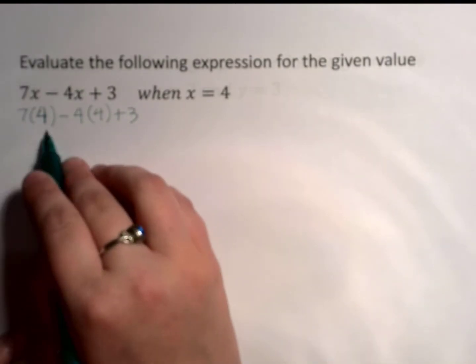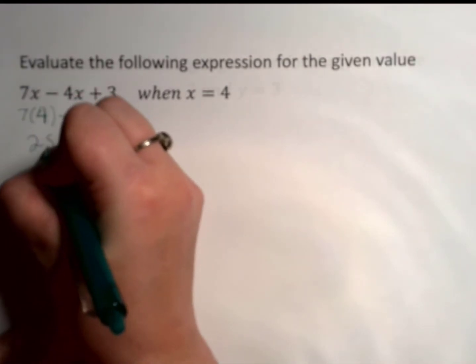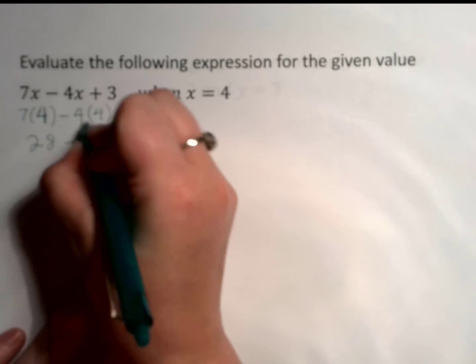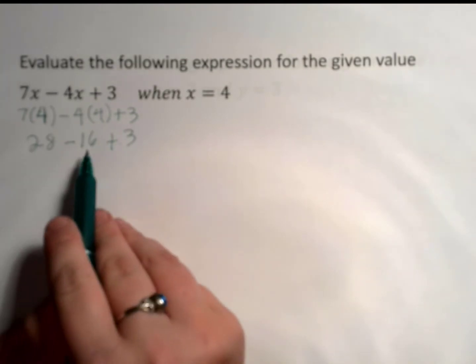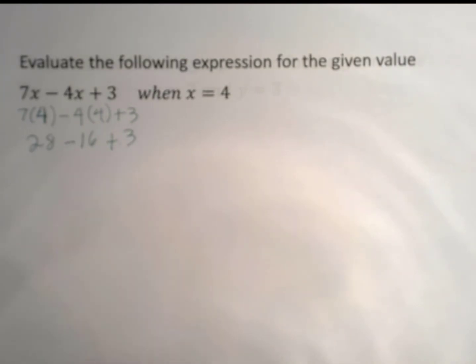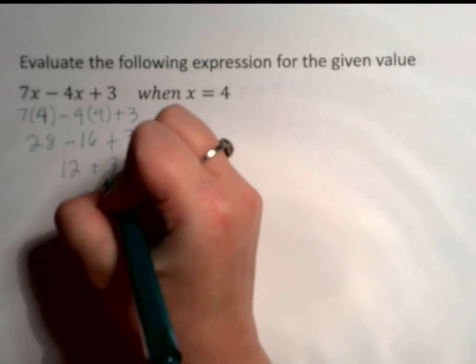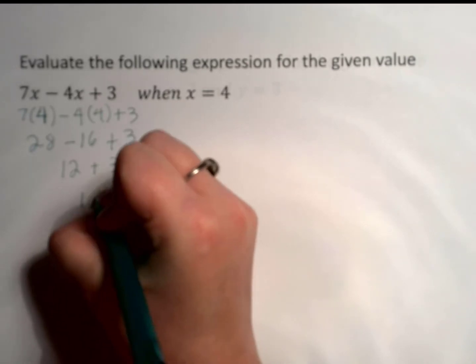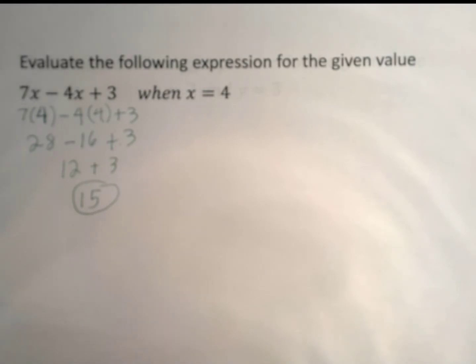so 7 times 4 is 28, minus 4 times 4, which is 16, plus 3. 28 minus 16 is 12, plus 3, which is 15. Okay.